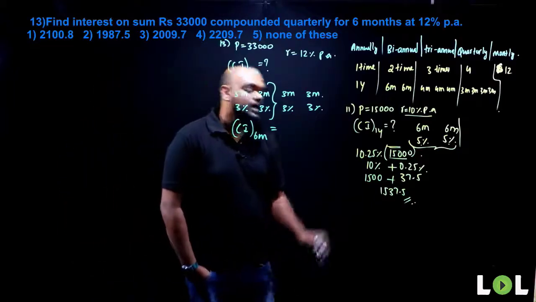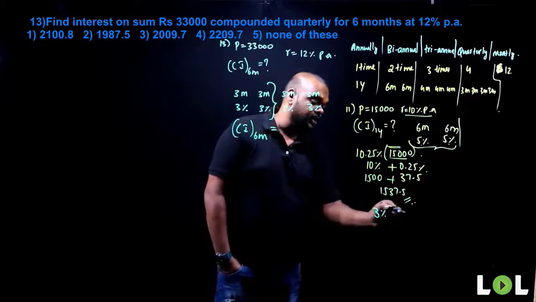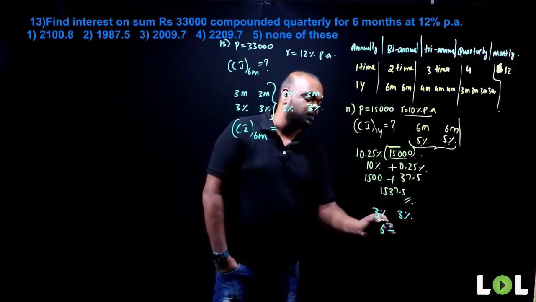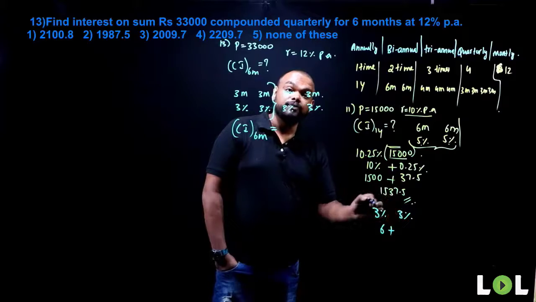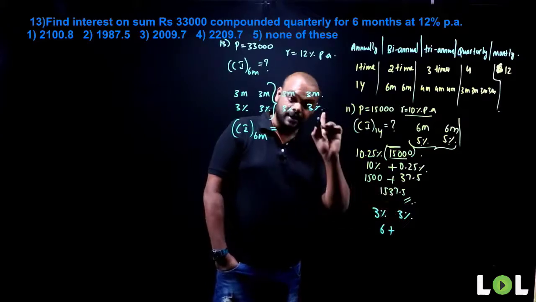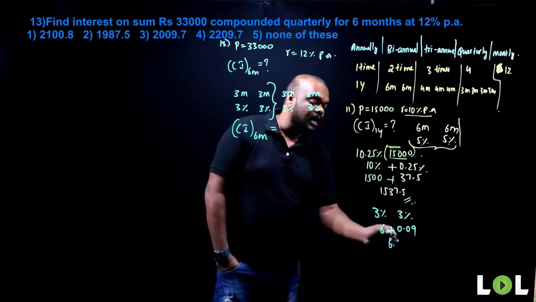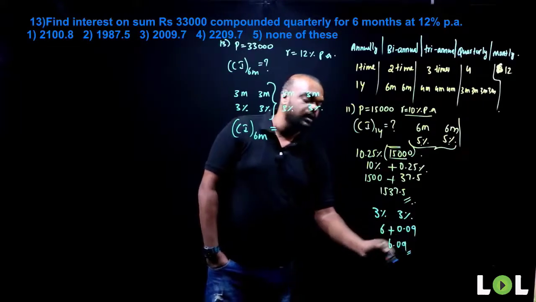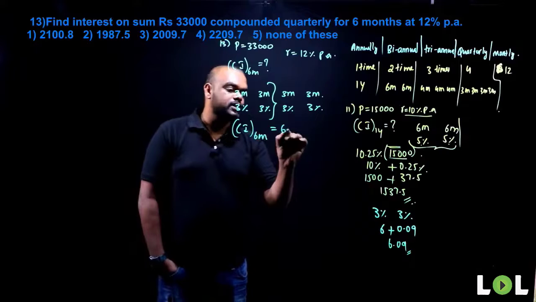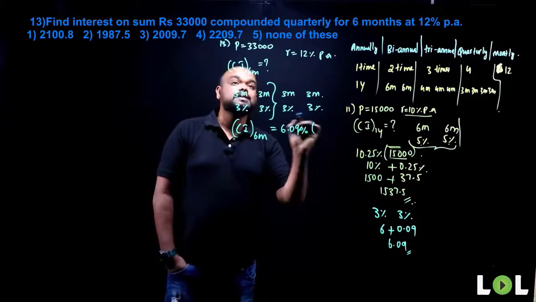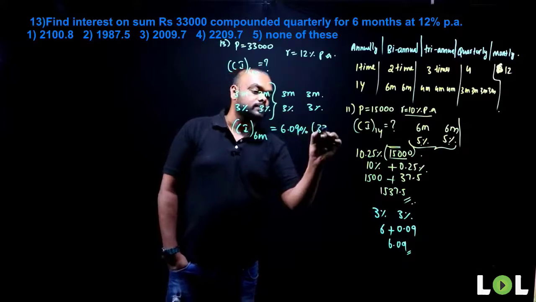Gayatri, right now, observe. 3%, 3%, 2 times. x plus y: 3 plus 3, 6, plus x into y, 3 into 3 is 9. 9 by 100 is 0.09. So that becomes 6.09. So this becomes 6.09% of principal. What is the principal? 33,000.